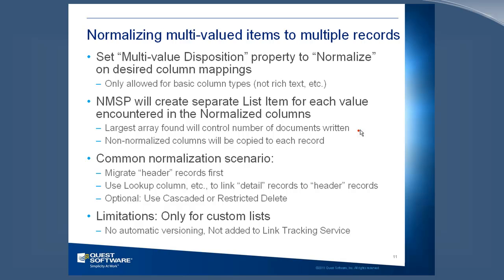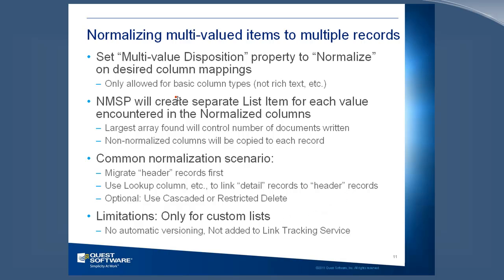A common scenario is to actually run multiple migration jobs. You're going to run one migration job that migrates all the header records. So in the example that I'll show you, we'll migrate all the customer header properties first to a customer record, and then we're going to take all the detail columns that are arrays and map it to detail records in SharePoint. And you could often use a lookup column to keep those in sync, and so we'll do a quick example of that.